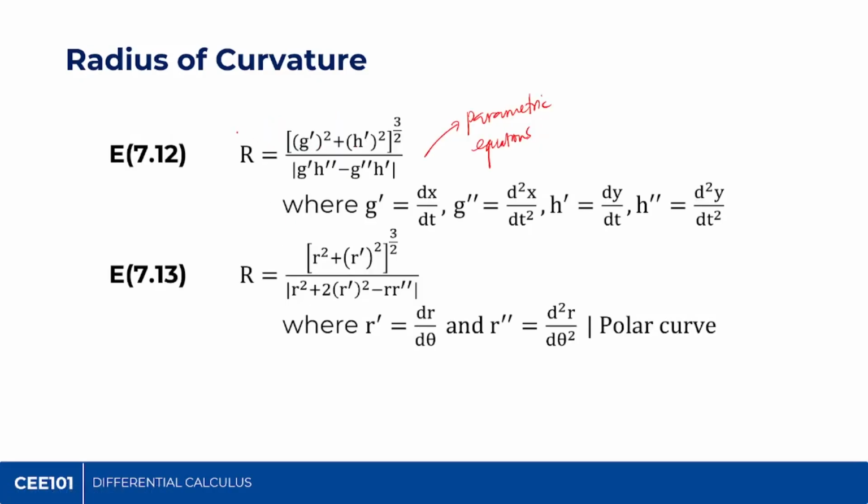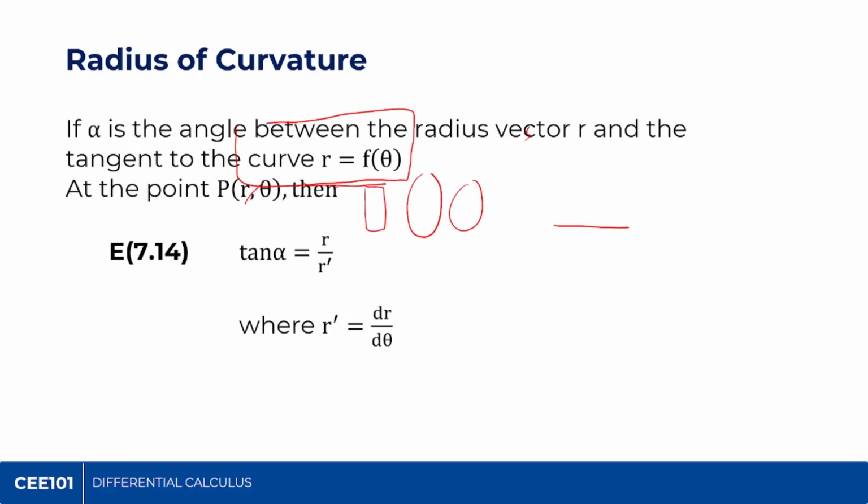Madali lang to i-memorize because, okay, tingnan nyo lang. Yung g prime, h prime, dapat i-square yan. Tapos, that is raised to the power of 3 halves. At saka, dito sa baba, alternating lang yan. Parang yung v du minus u dv, pero instead na u prime, instead na dv, double prime yan. So, that is the first derivative of g times the second derivative of h, minus the second derivative naman ng g times the first derivative of h. So, yan yun, no? Alternating siya. Okay?